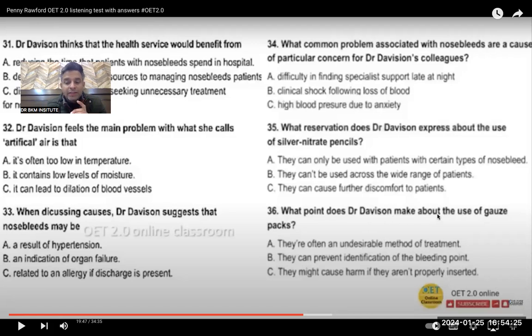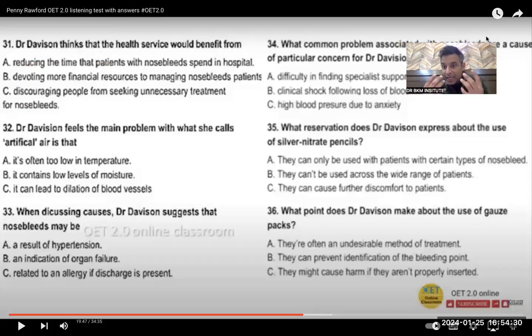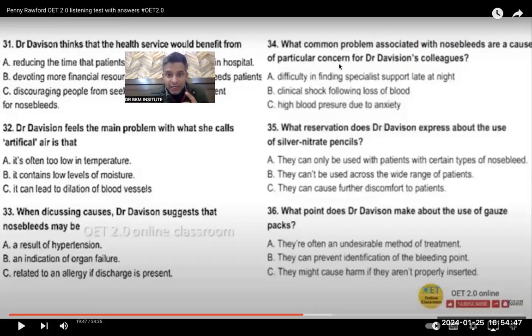What point does Dr. Davison make about the use of Goj packs? Now you have 6 statements in your mind, and now in the exam try to remember the statements. First, health benefits means health service would benefit from what thing? Main problem, artificial air, nosebleeds cause. This question is very hard, but again, we will do it on the way. This question was hard to remember because it's a big statement. Common problem associated with nosebleeds are a cause of particular concern. Hard statement. Don't try to remember it too much. We will do it on the way.